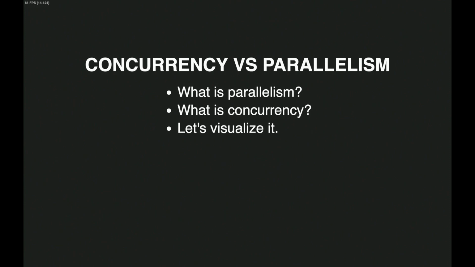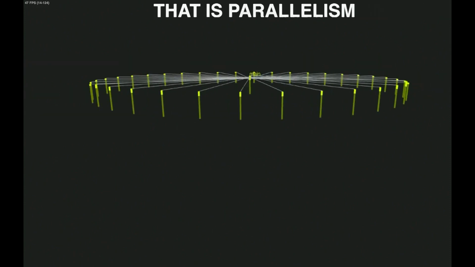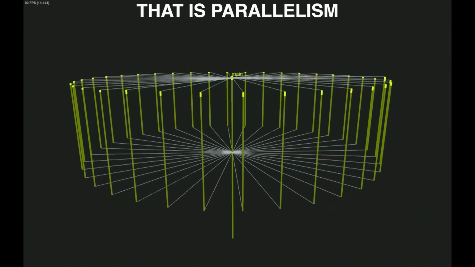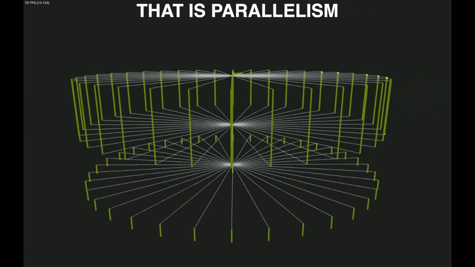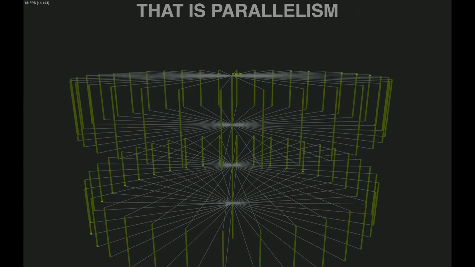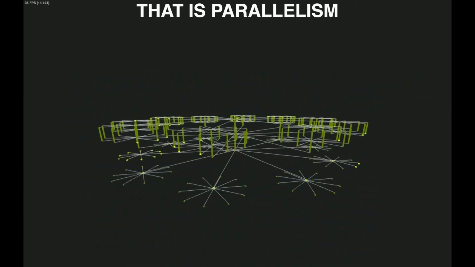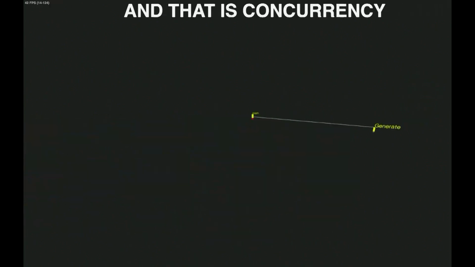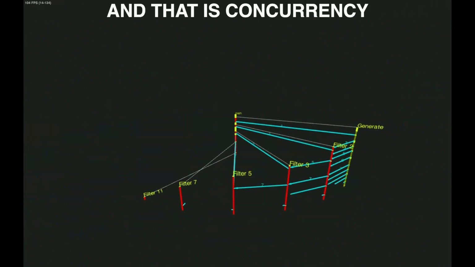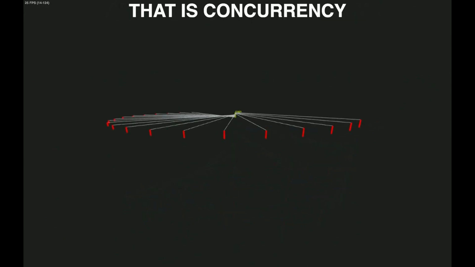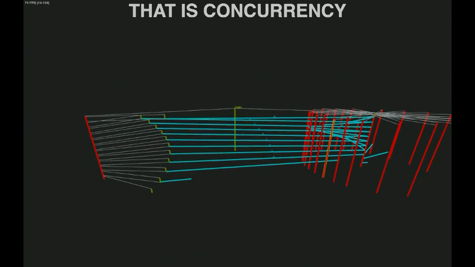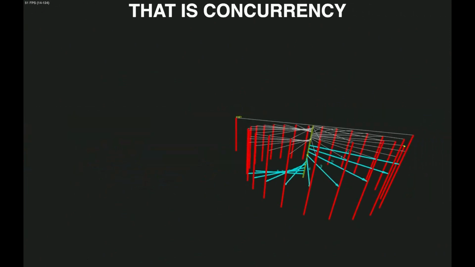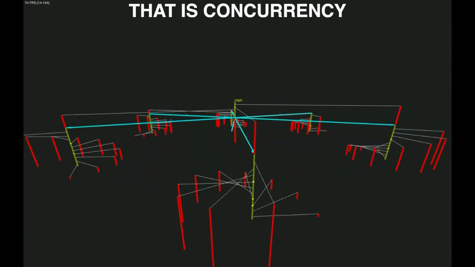Now let's try to visualize it. Parallelism is simply running a bunch of things in parallel. There is no structure. It can have different forms, but it's just executing things in parallel. And concurrency is the way of structuring your program. So this is concurrency. And this. And this. And all that is concurrency. Thank you.